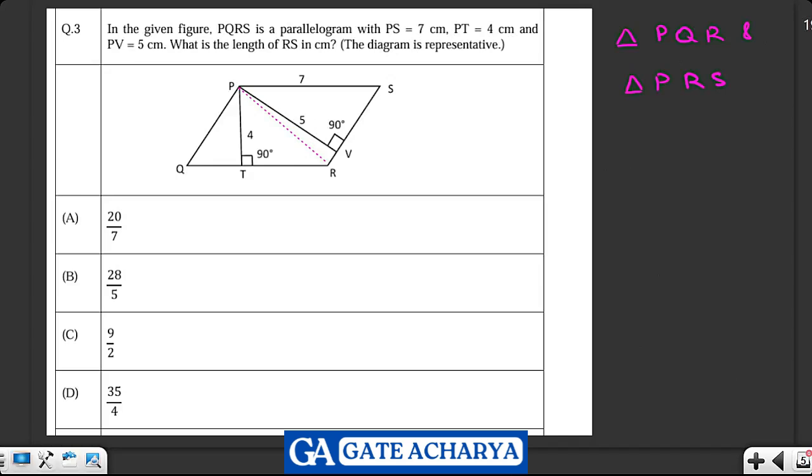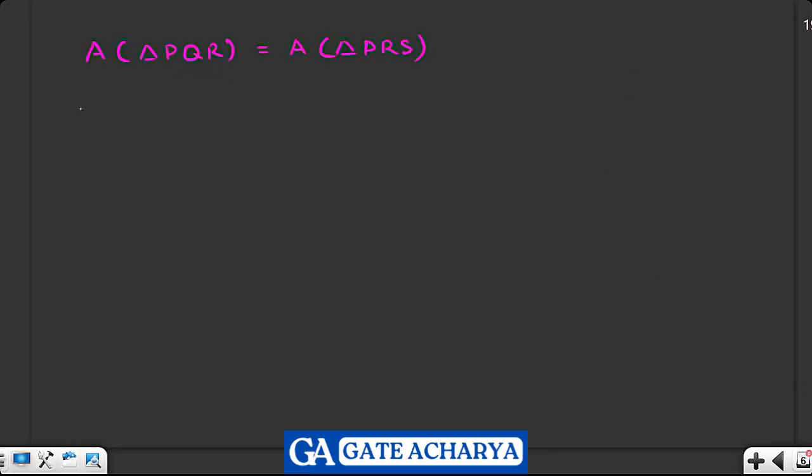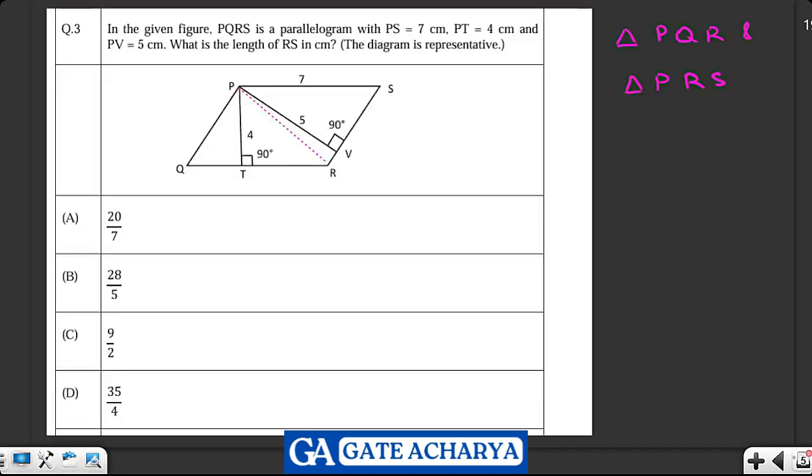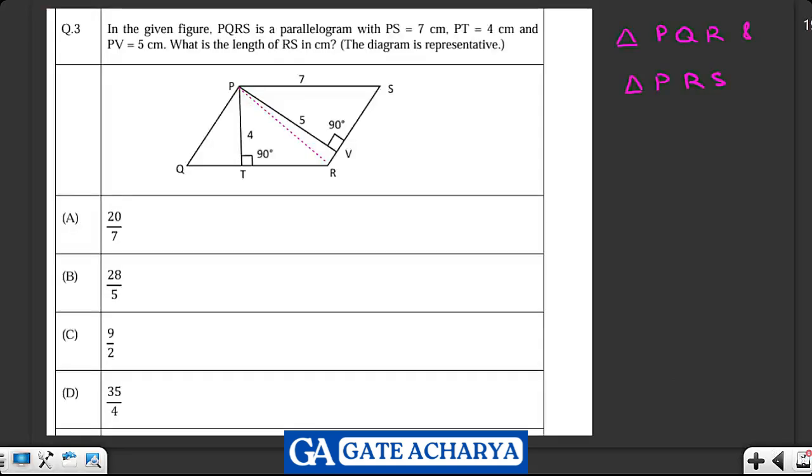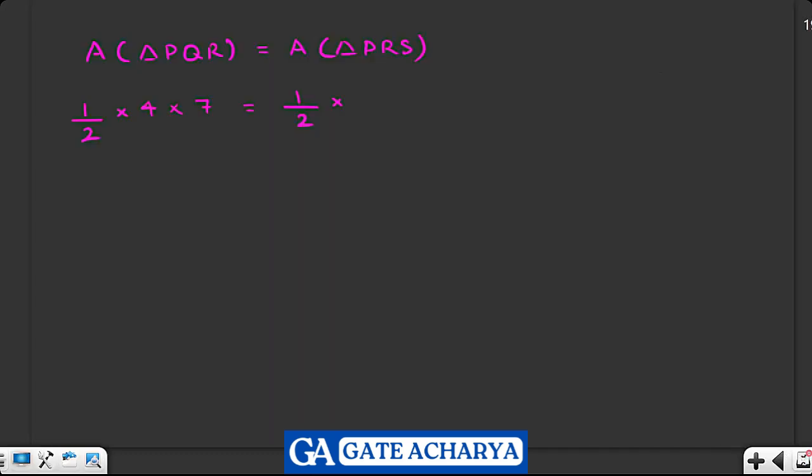Now, what is the area of triangle PQR? We have the height of the triangle and the base of the triangle. So I can say half into base into height. Height is 4 and base is 7. So half of 4 into 7 is the area of the triangle. What is the area of triangle PRS? Height is given to us. What is the height? 5 centimeter, and the base I don't know. Half into 5 into base RS I'm going to take. Half gets cancelled out. So RS will be equal to 4 into 7 divided by 5, which works out to 28 divided by 5. Let's see if such an option exists.